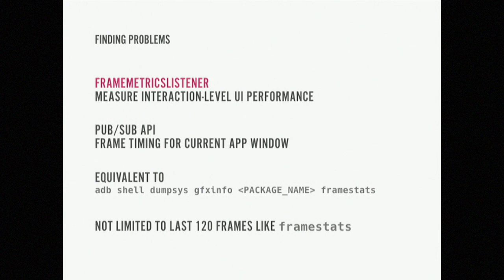But basically, Frame Metrics Listener is an in-app API that allows you to determine really detailed information about the frame rendering, and it's basically equivalent to that gfxinfo framestats that DumpSys does, but it gives you this nice PubSub API that allows you to access that frame information for your current window in your application.